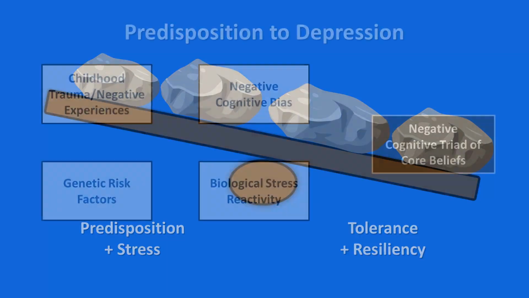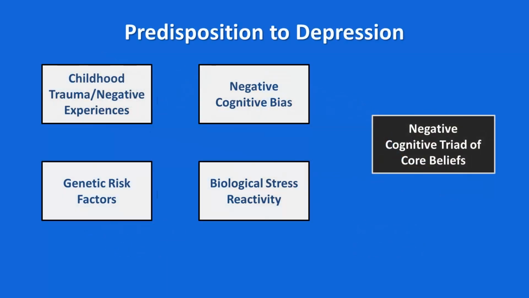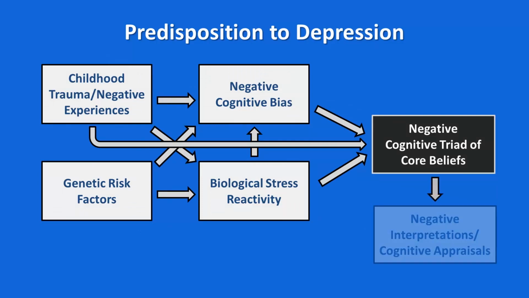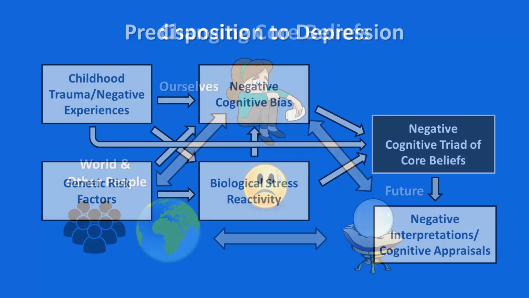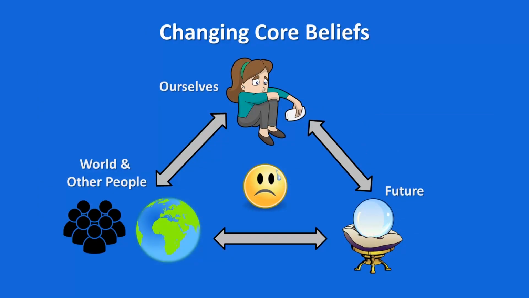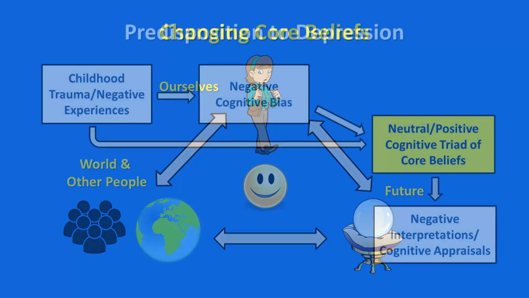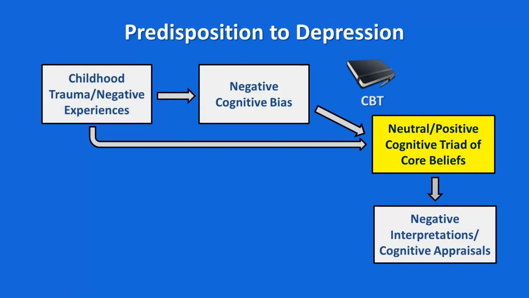Let's start with the negative cognitive triad, because this is a part of the model where all of the predisposition roads lead and determines how we appraise the stressors that can lead to depression. Our core beliefs are long-standing and develop over the course of our lives and are resistant to change, but that doesn't mean we can't change them. When we modify our core beliefs to make them less negative, then we reduce our levels of predisposition to depression. And cognitive behavioral therapy can help us do this.